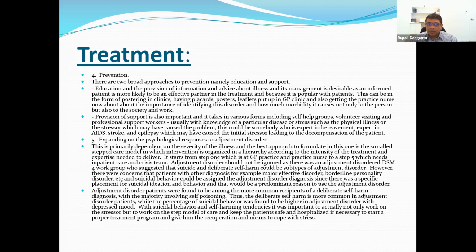Be vigilant about the patient's cultural needs, being vigilant that everything the patient is responding to the stress may not be pathologic. Try to look at the cluster of problems that the patient is experiencing rather than one social or work-related problem. Work avoidance alone cannot be a criterion for adjustment disorder. There needs to be other things. That's what education is all about. And provision of support can take various forms like self-help groups, volunteer visiting, professional support workers.